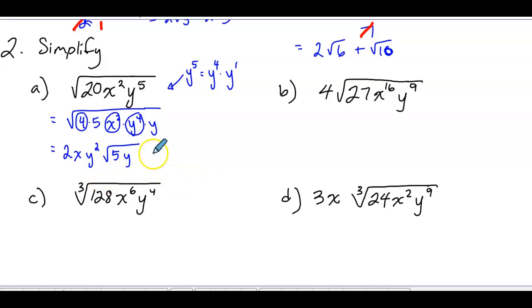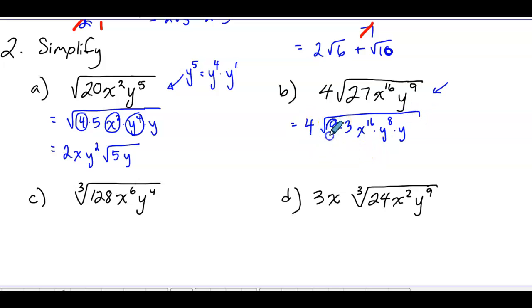Okay, so that's how you simplify radicals with variables. So we'll do another one. This one has a 4 out front, so we'll just leave that. Perfect square that's a factor of 27, 9, so that's 9 times 3. Then is this an even number? It is, so that's x to the 16. This is not, so next lower even number is y to the 8 times y.